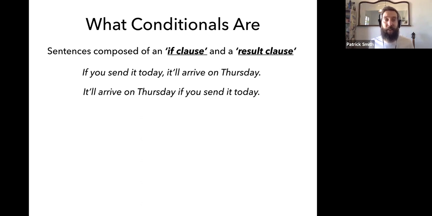Okay, great. So here's a couple of examples of conditionals. If you send it today, it'll arrive on Thursday. Or it'll arrive on Thursday if you send it today. So this is the first point that I want to make about conditional sentences, is that you can put the clauses with the if clause first and the result clause second, or in the reverse. You can have the result clause first and then the if clause second. It really doesn't matter which way around you do it. There's one little difference between the two phrases, apart from the order. Can anyone notice a little difference between the two phrases?